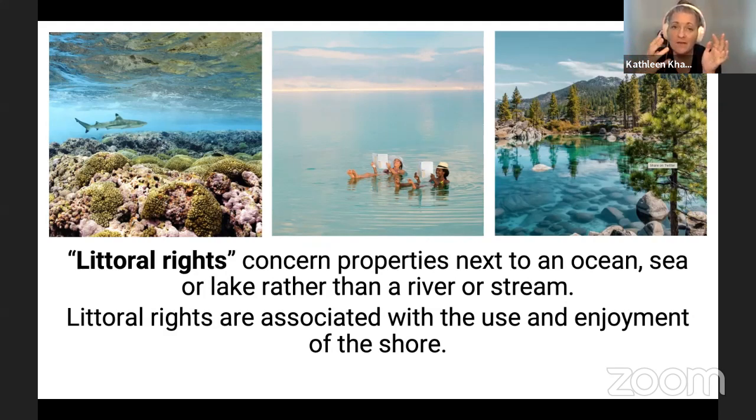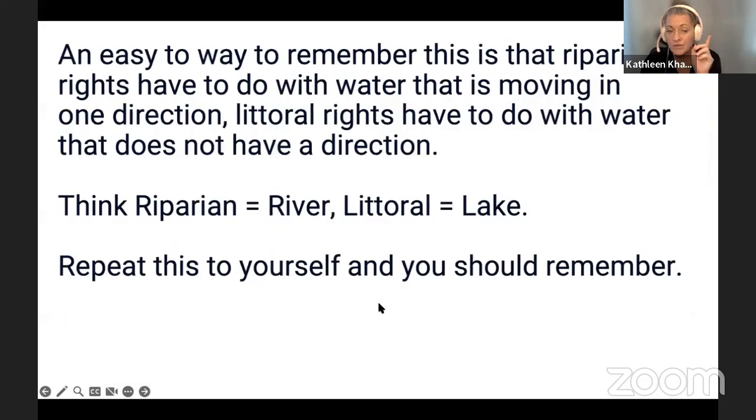Littoral rights, if you want to look at it, you could say, I literally need a vacation. That's the reminder that littoral rights are associated with oceans, seas, and lakes. They're more of a scenic version of water rights, associated with the ocean or a lake. It's not the same as the rip-roaring rapids, that faster water moving in one direction.